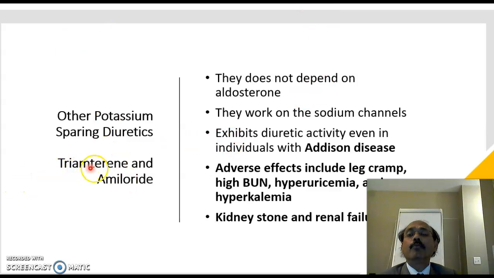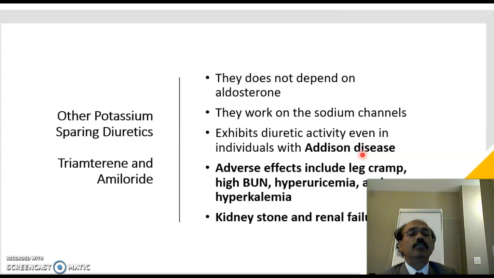So how about these two potassium sparing diuretics, triamterene and amiloride? They do not depend on aldosterone. So where do they work? They work on the sodium channel in the collecting duct. They exhibit diuretic activity even in individuals with Addison disease. What is Addison disease? Addison disease is a disease when there is lack of mineralocorticoid like aldosterone.